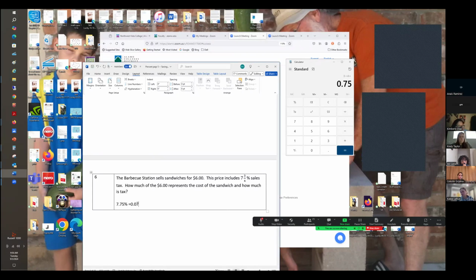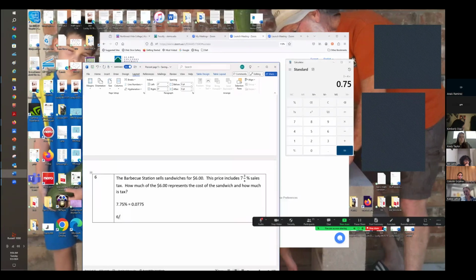Now, when you take that tax and add it on, you wind up with the cost of the sandwich plus 7.75% of the cost of the sandwich. Oh, so once again, the sandwich is going to be $6 divided by 1.0775. Don't forget there's two sevens, really. So 6 divided by 1.0775.